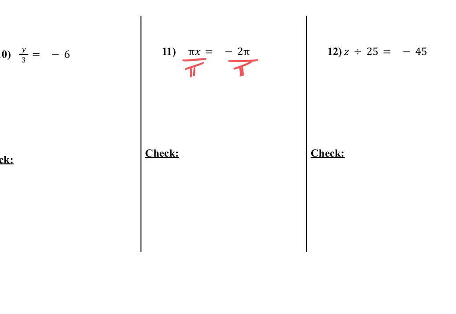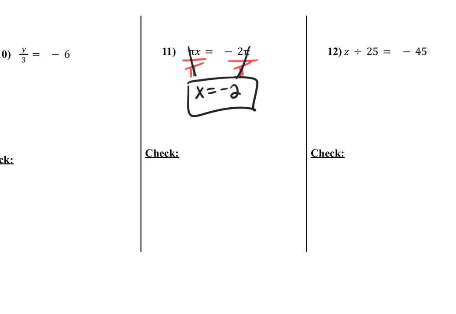And just like the other ones, if I had 10 divided by 10 before and that gave me 1, guess what? Pi divided by pi also gives me 1. So I have 1x left. Over here, pi divided by pi gives me 1. Well, then I have negative 2 times 1. Well, that still doesn't change it. It's still just negative 2. And so we have this answer of x equals negative 2.